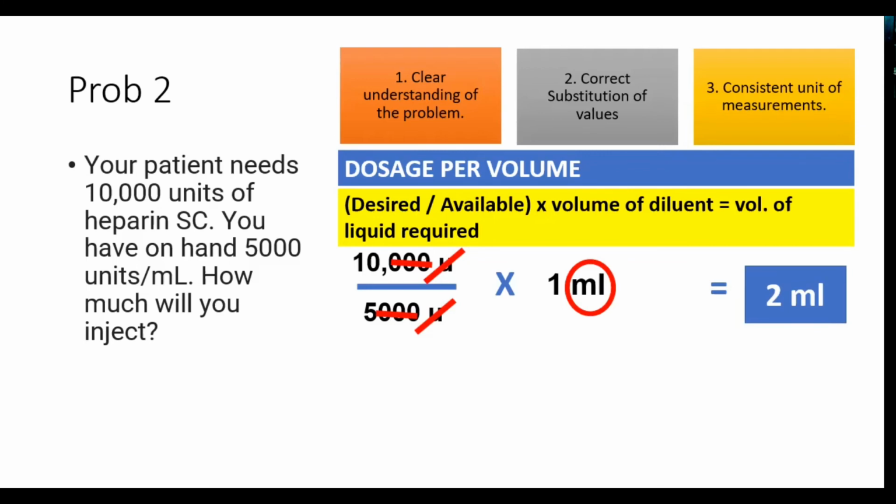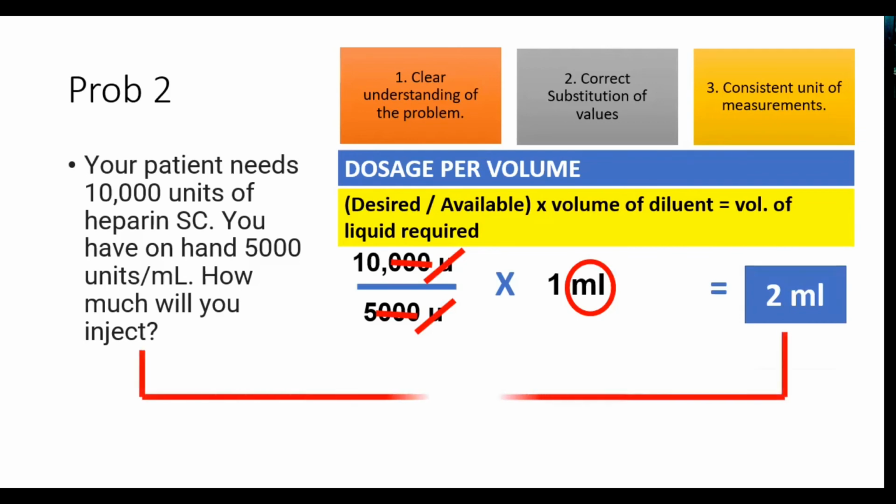Having the unit of measurement cancelled allows us to analyze and gives us the remaining unit to be measured. It also helps to cancel the zeros in order to simplify your calculation. So 3 zeros from the numerator and 3 zeros from the denominator will leave you with a simple equation: 10 divided by 5 multiplied by 1 is 2. And the answer is 2 ml, which is consistent with what is asked by the word problem.